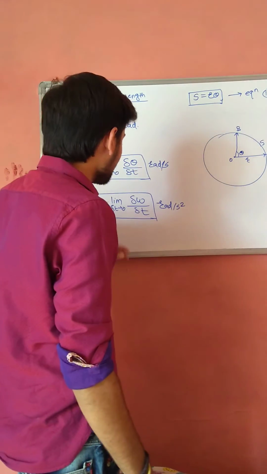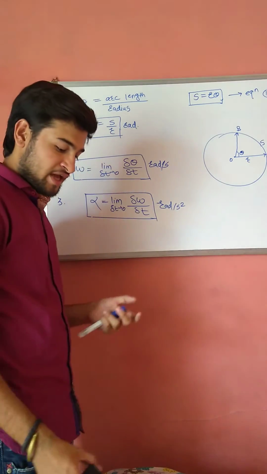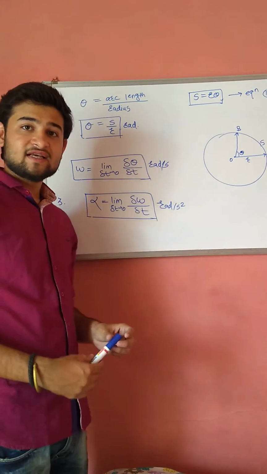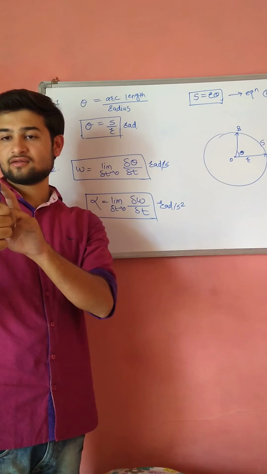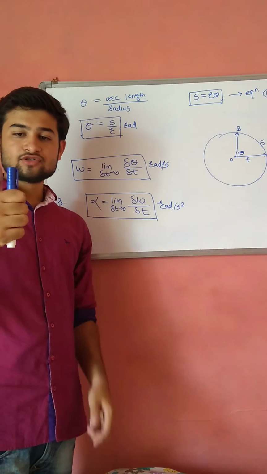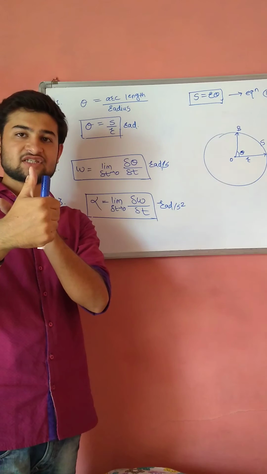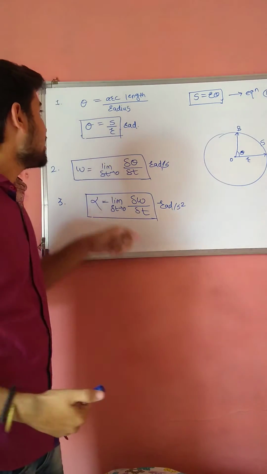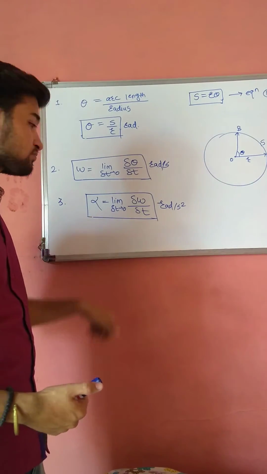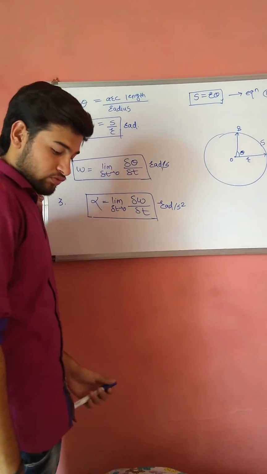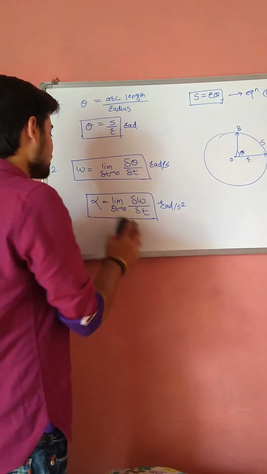What about the direction of these three quantities when the particle is performing circular motion? It is given by the right hand screw rule. It says that if you hold the axis of rotation in the right hand, the curved fingers give the direction of the motion of the particle, and the outstretched thumb gives the direction of angular displacement, angular velocity and angular acceleration. Now the remaining part is the relation between the linear velocity and the angular velocity.